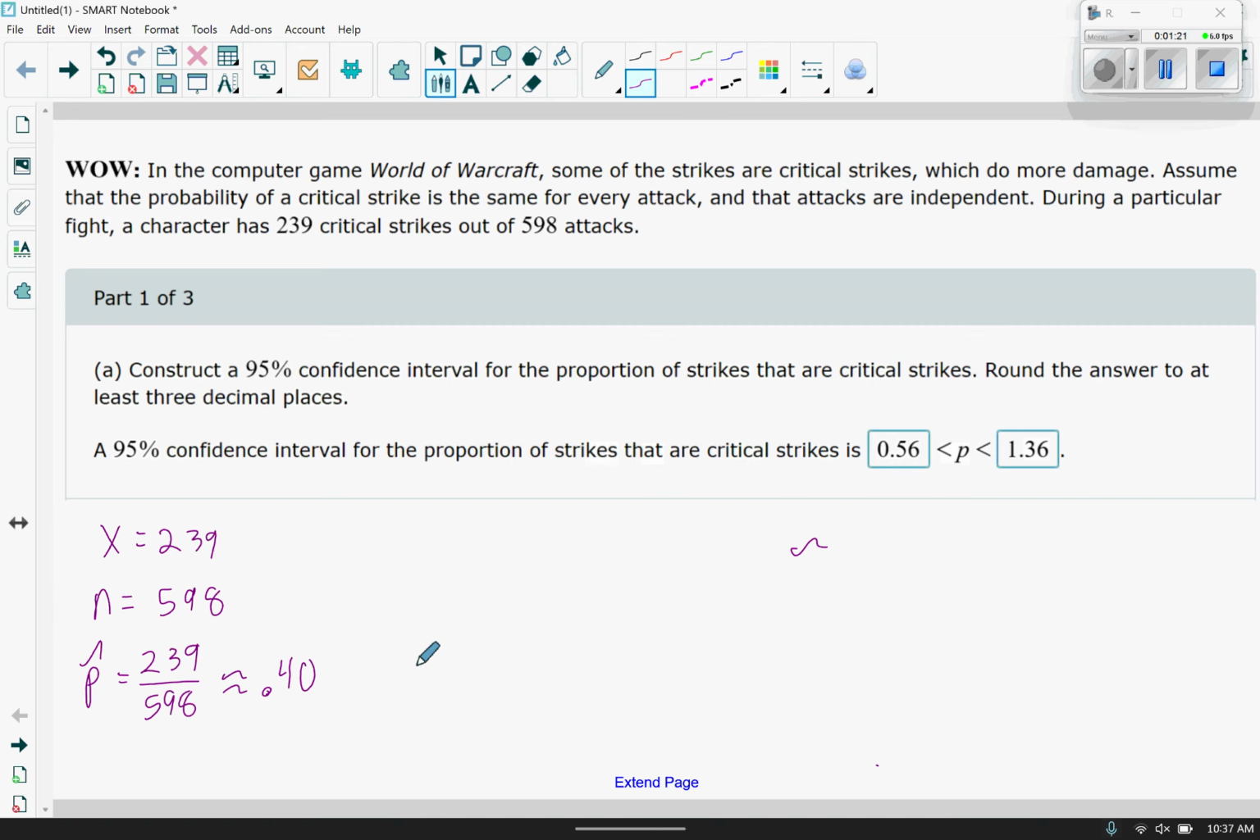Then what you have to do from here is find the margin of error, which is the critical value times the standard deviation. So our margin of error is equal to the critical value times the standard deviation. We need to find the standard deviation real quick, and then we can also talk about looking up the critical value. The critical value is going to come from the confidence level of 95%.